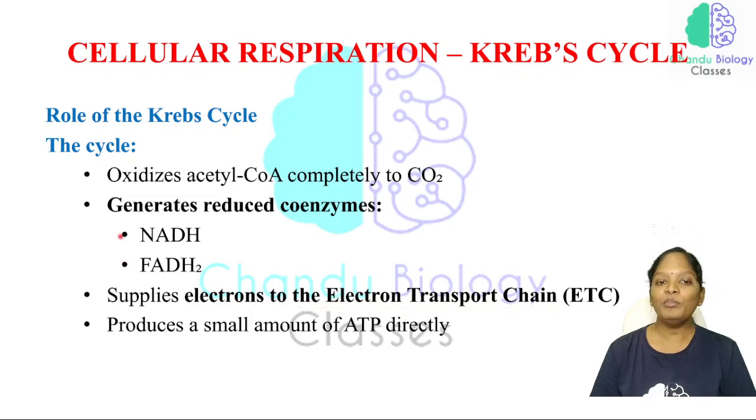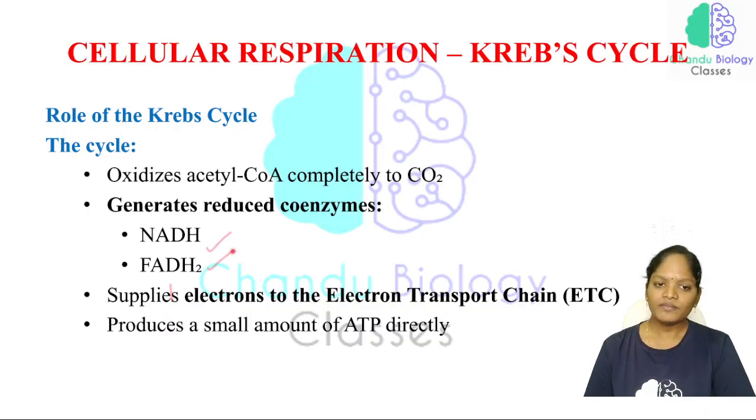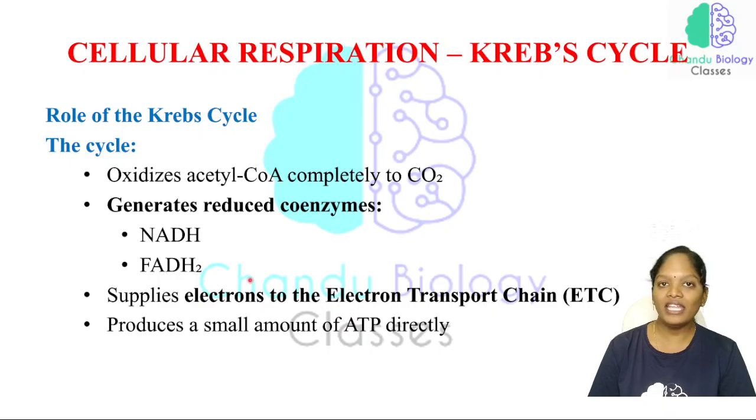What will be the important role of this Krebs cycle? So this NADH and FADH₂ are both electron carriers. They are carrying the electrons and donating them to the electron transport chain, which will be the final stage of cellular respiration. So this NADH and FADH₂ play a crucial role.